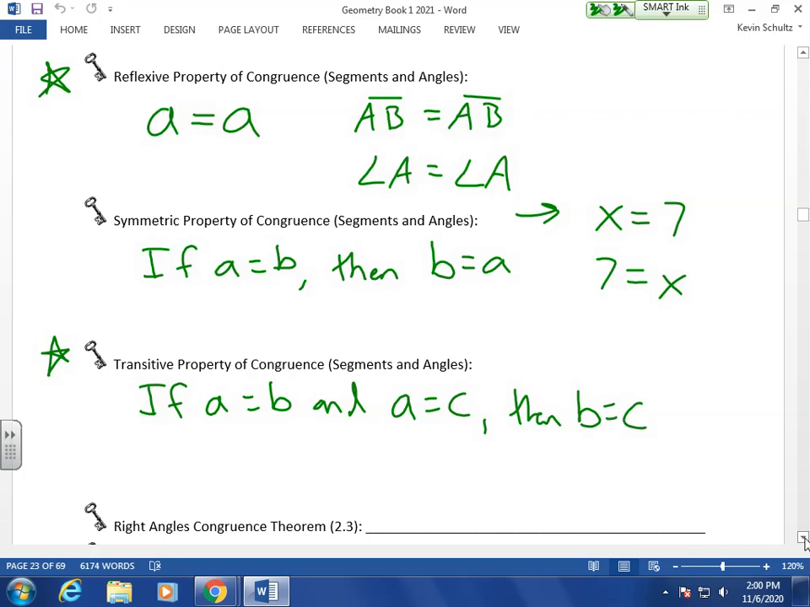Okay? If the same thing is equal to two different things, then those two different things are also equal. Okay? The transitive property. If A is B and B is C, then A is C. Yes? So, like, what would an example be? So an example of this. I actually use this.